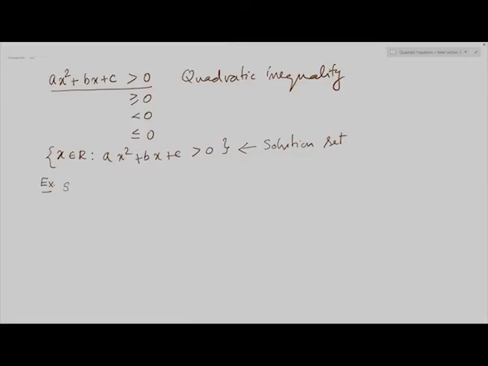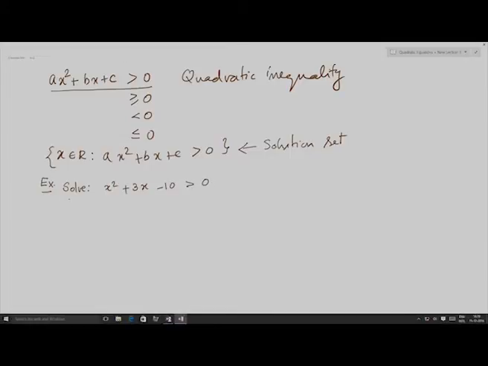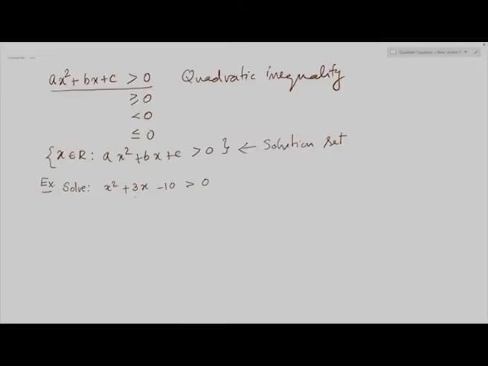Let us solve x square plus 3x minus 10 greater than 0. What do we mean by solve? We are interested in finding the x such that this inequality is satisfied, so we are interested in finding the solution set. This is a simple quadratic expression and it can be easily factorized: x plus 5 and x minus 2, whose product is the given expression x square plus 3x minus 10, and this is greater than 0.